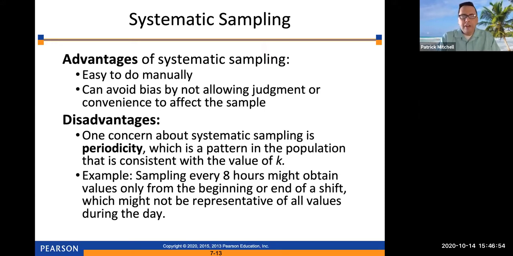Some disadvantages of systematic sampling, one of them is called periodicity, which is a pattern in the population that is consistent with the value of k. For example, sampling every 8 hours might obtain values only from the beginning or end of a shift, which might not be representative of all values during the shift.